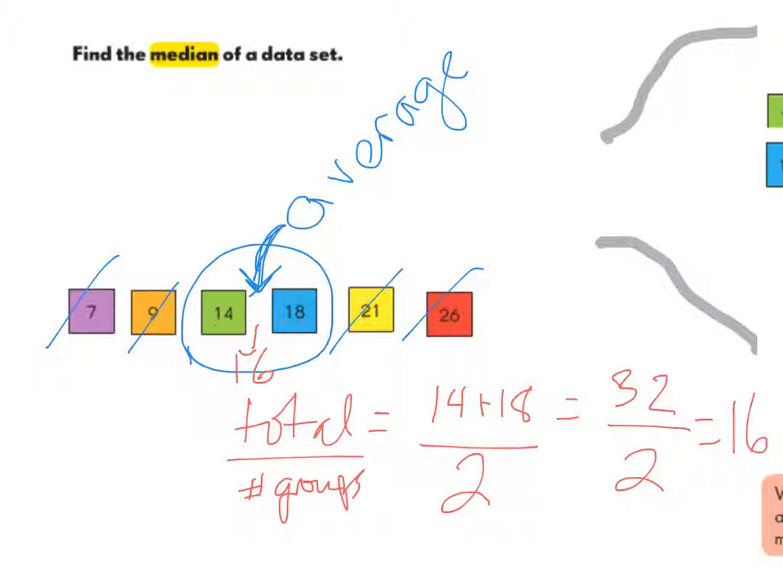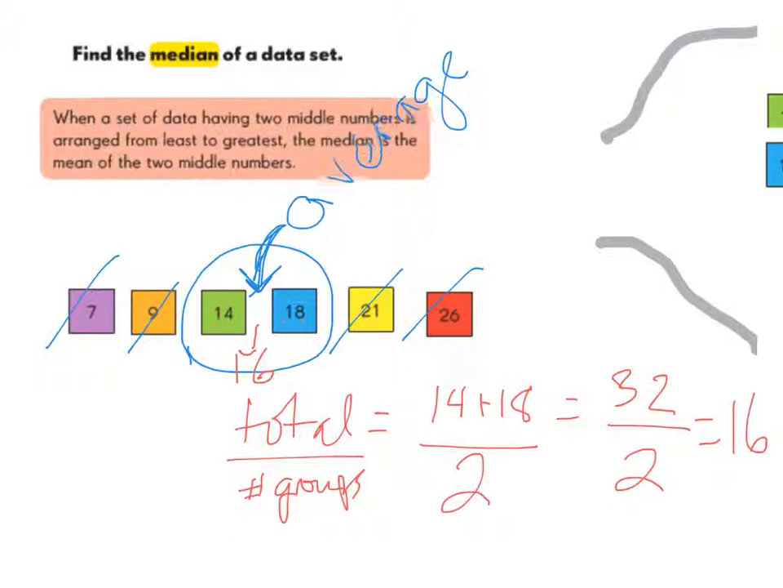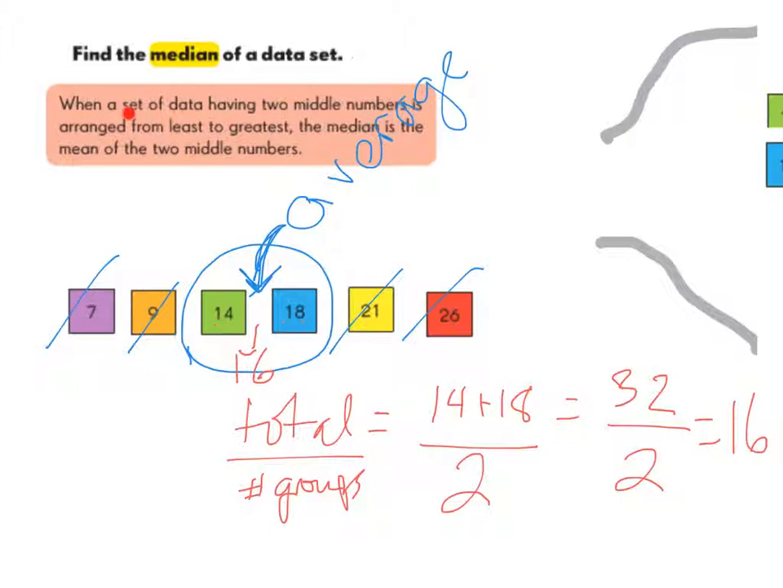So let's look at the definition. When a set of data having 2 middle numbers is arranged from least to greatest, the median is the mean of the 2 middle numbers, 16. Okay? So we had a total of 6 numbers, which means we are left with 2 in the middle, and we have to find the mean or the average of those 2.